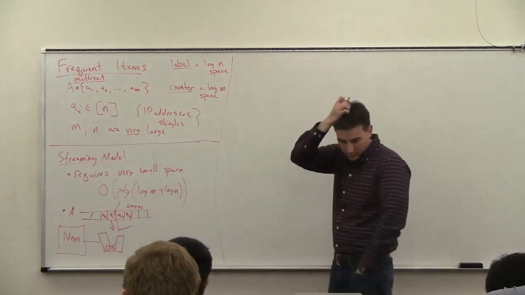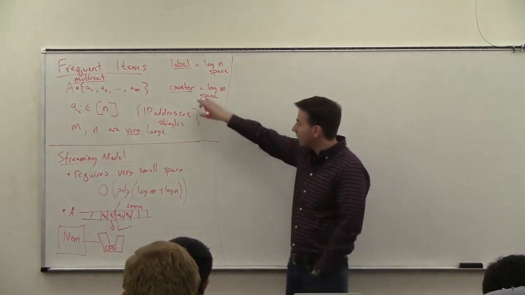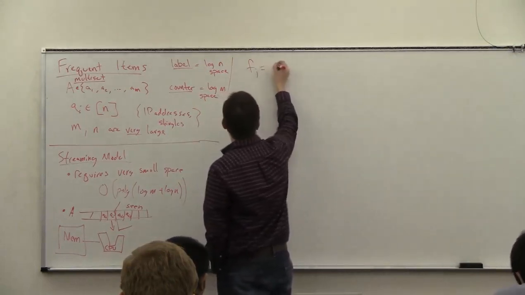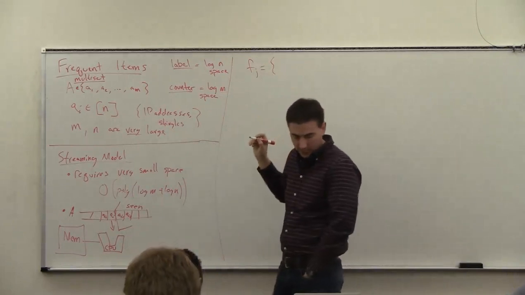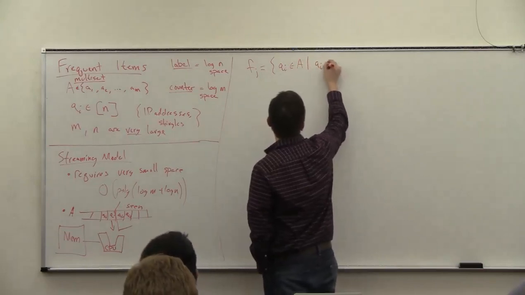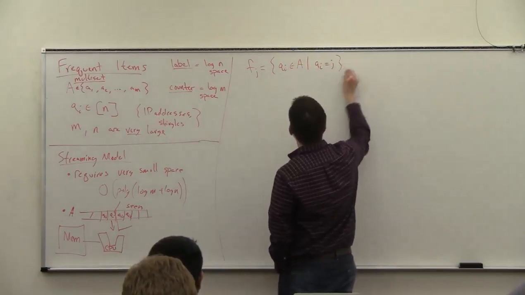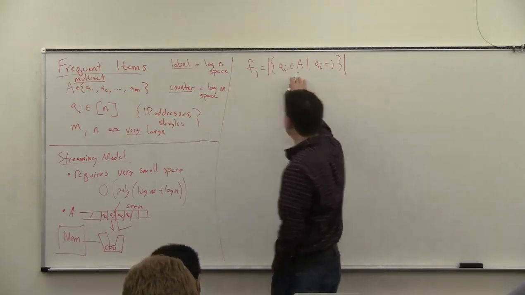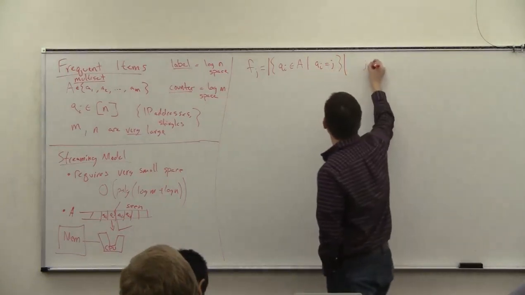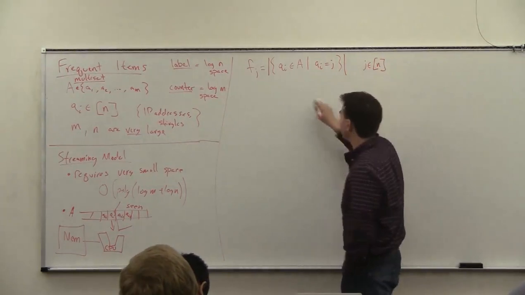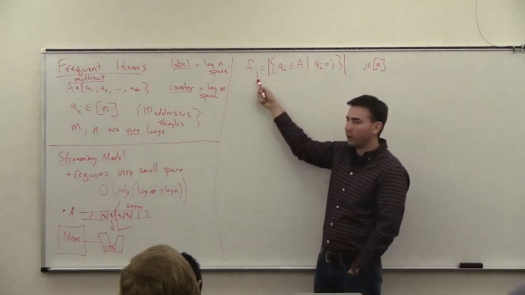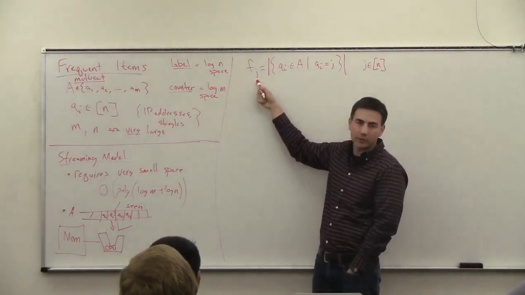Some notation. We have this stream, and we're going to say that f of j is the size of the set of all items in the stream such that a of i is equal to j, and this is the count. So it's the number of items in the stream that have value j, for some j in this set. This is the count of item j, and the frequent ones are the ones that have a large value of f of j. So this is the frequency of item j.